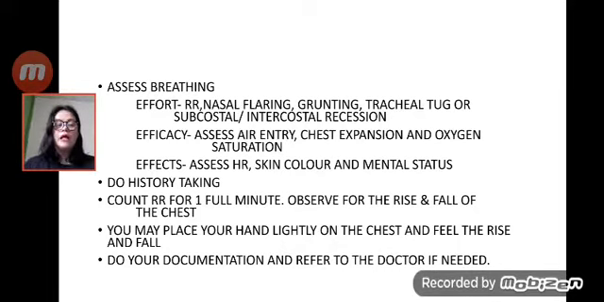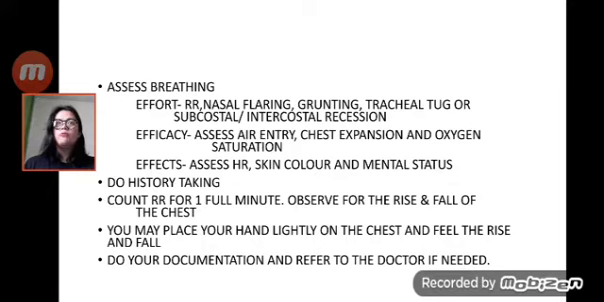You need also to count the respiratory rate for one full minute. Observe the rise and fall of the chest. Some of us have difficulty counting the respiratory rate of the infant. So you may place your hand lightly on the chest of the baby and feel the rise and fall of the chest. In that way, you can easily count the respiratory rate of the infant. And after that, you may now do your documentation.